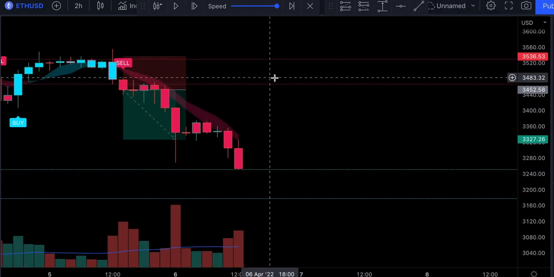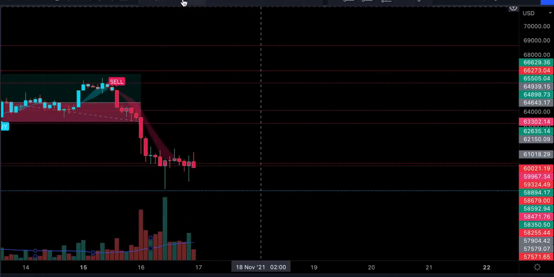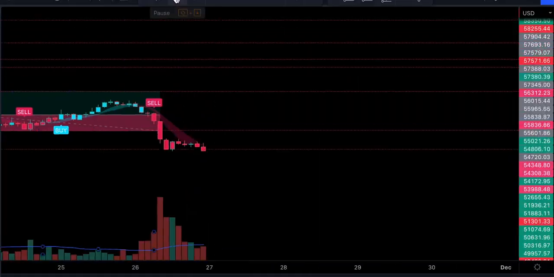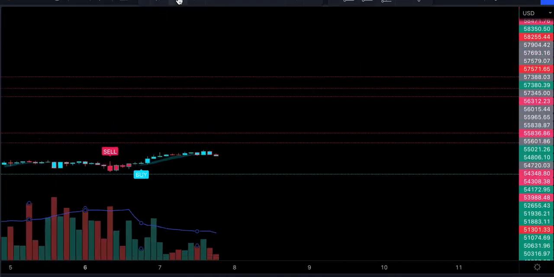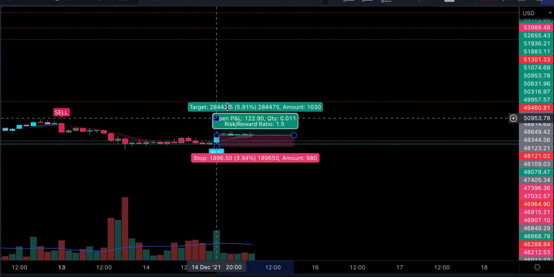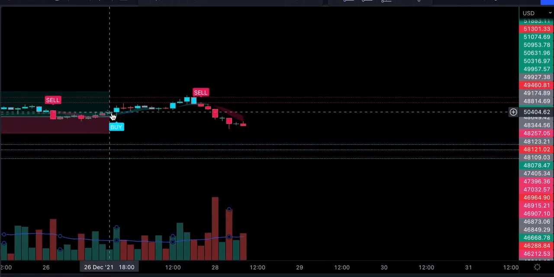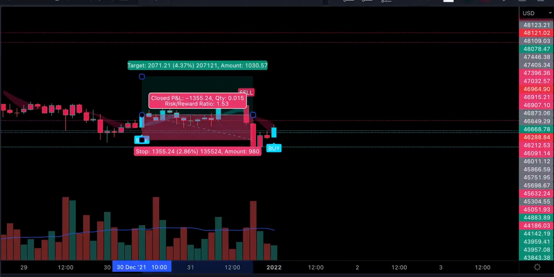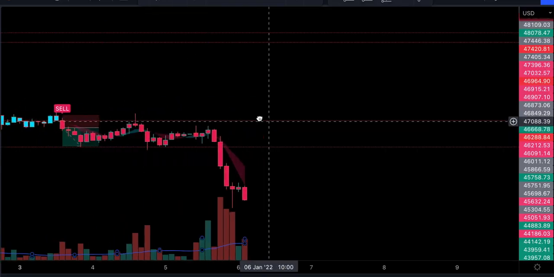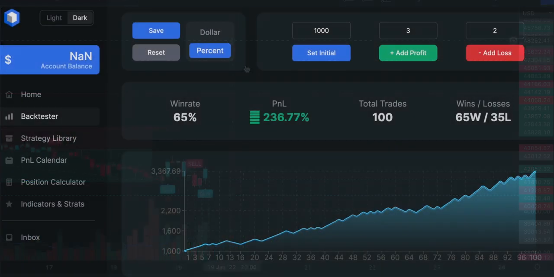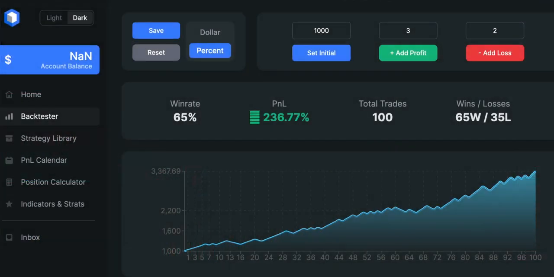Okay, now you have a full understanding of how to trade with this strategy, so let's actually do our backtesting and see how well it performs in different market conditions. Alright, so I just finished the backtesting and the results are quite impressive.